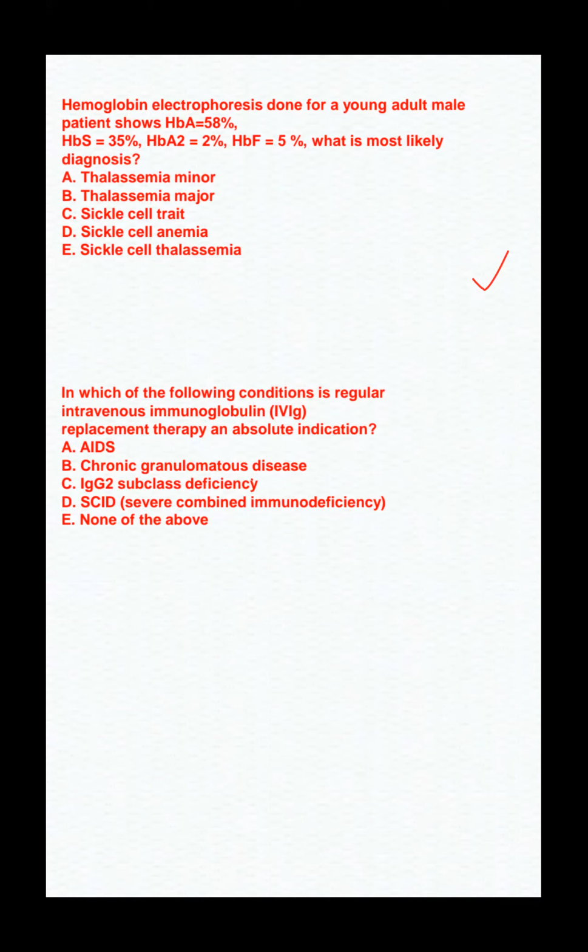Ma'am, I think severe combined immunodeficiency. Yeah, because we have to give intravenous immunoglobulin in severe combined immunodeficiency. Chronic granulomatous disease, no need. IgG2 subclass deficiency, no need. AIDS, no need. So the answer is D. Thank you, Doctor.